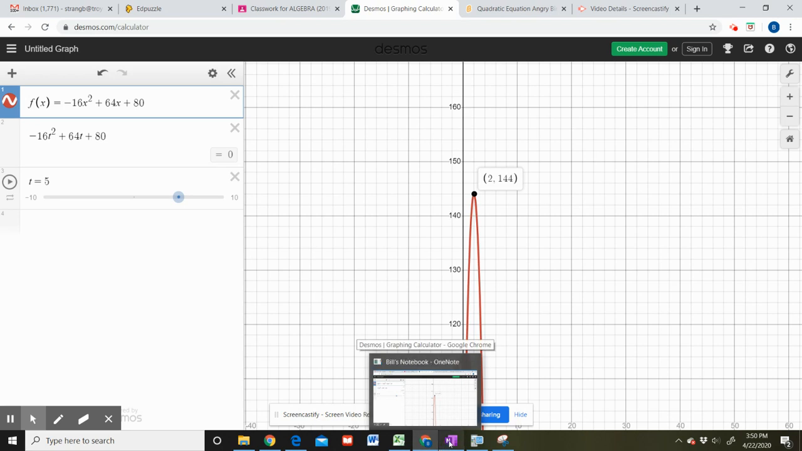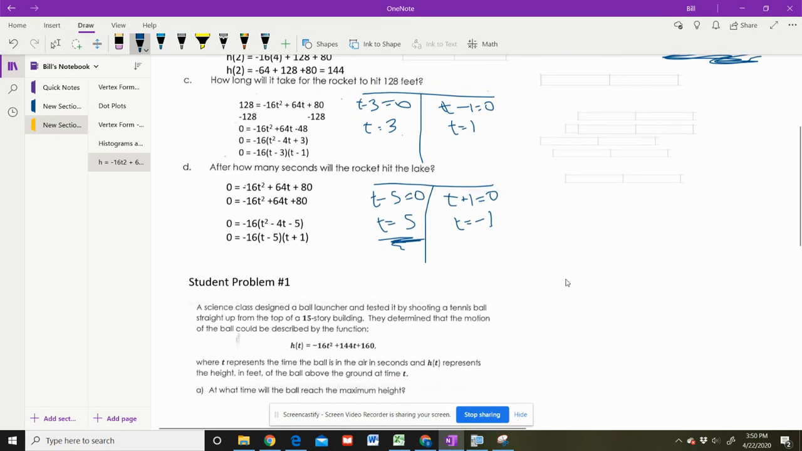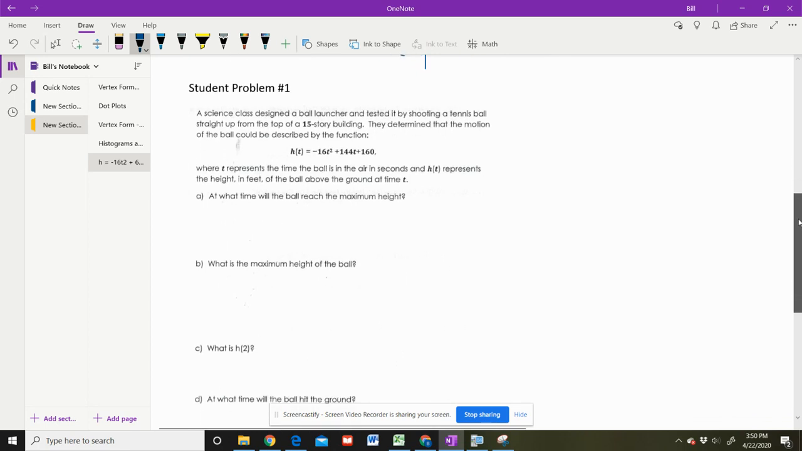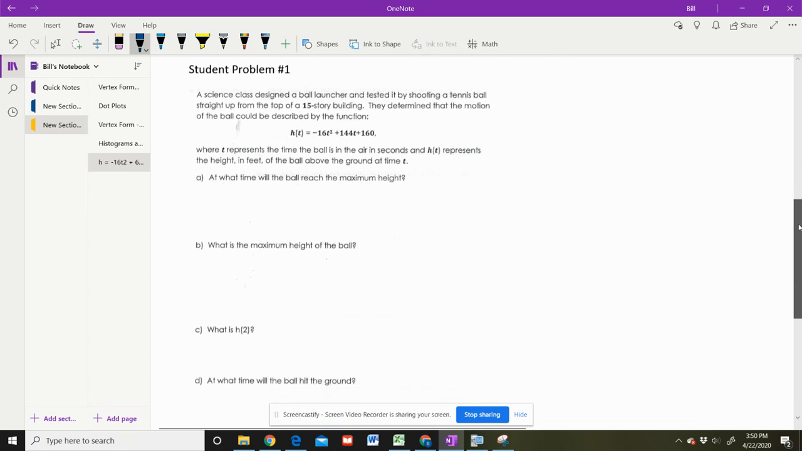All right, so let's go back to that. So your problem is going to be this one right here. You're going to answer the questions in Edpuzzle. It's on a 15-story building, which works out to be 160 feet. So you're going to answer these questions, and then we'll have an exit ticket. All right.